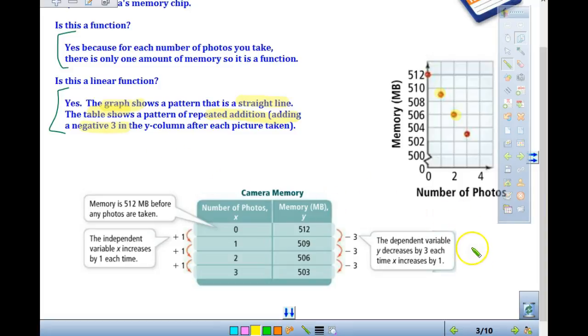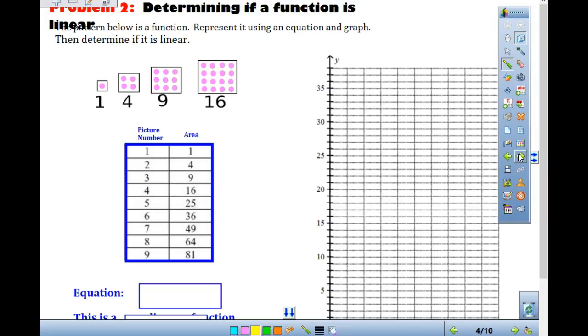So the question is, could we come up with an equation? And they didn't give us an equation, they just gave us a table and a graph for this one. But we easily could come up with an equation, and we're going to look at that. So, looking at this next pattern on the top of the next page.